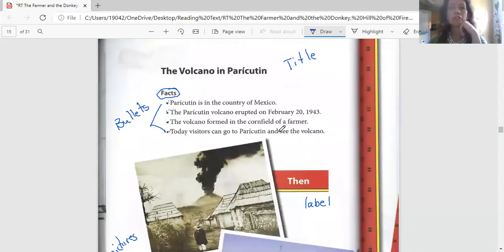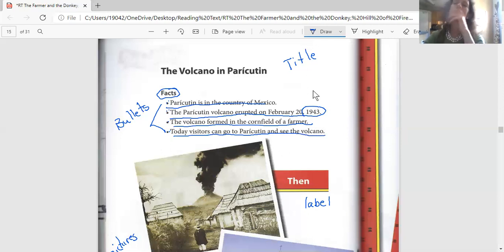All right, so let's read our facts. The volcano in Paricutin. Paricutin is in the country of Mexico. The Paricutin volcano erupted on February 20th, 1943. We're going to do something with that here in just a minute. The volcano formed in the cornfield of a farmer. Whoa, can you imagine having a field of corn and all of a sudden you see a volcano? Today, visitors can go to Paricutin and see the volcano.